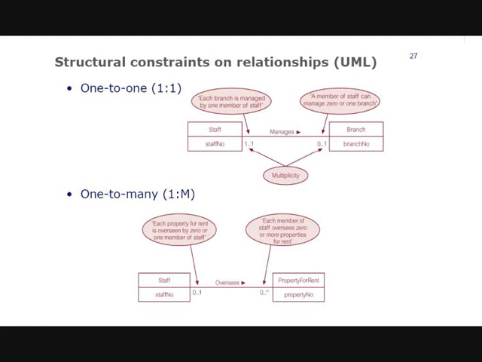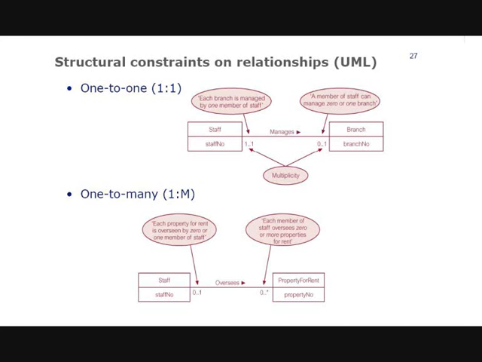On the other hand, I'm saying a branch has 1-to-1 managers. So a branch must have a manager, but a staff does not have to manage any branches. So it's optional at the branch end, mandatory at the staff end, and that is a 1-to-1 relationship in UML. Or if I want to have a many-to-many, then I have something like that.